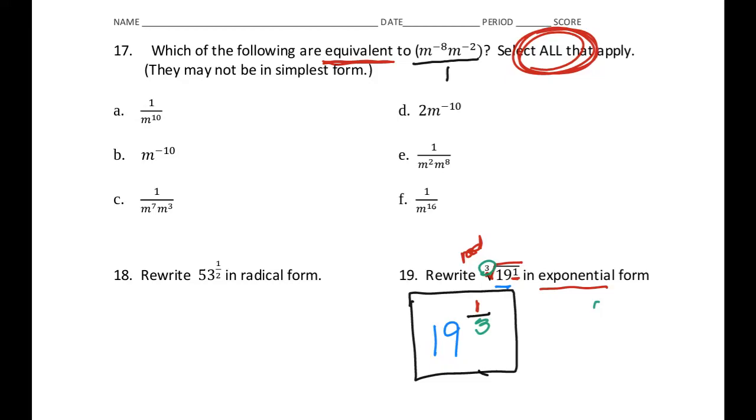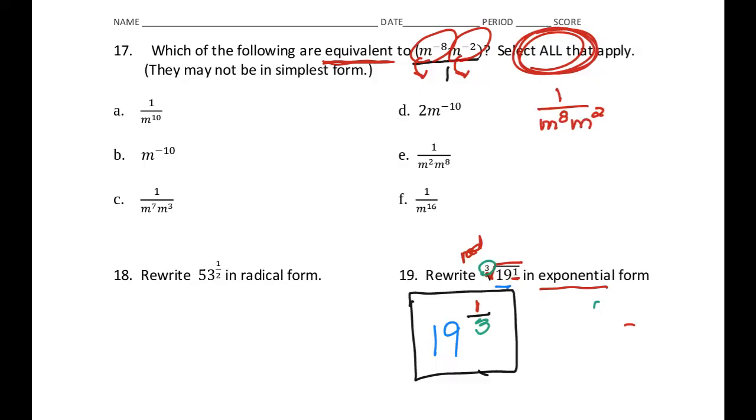Put the negative exponents on the bottom. Okay? Definitely can do that. Yes. So this is now going down here. This is now going down here. So I am going to have 1 over, and remember, when you move it to the opposite part of the fraction, what happens with the negative sign? It's removed, right? So this becomes m to the 8th times m to the 2nd.